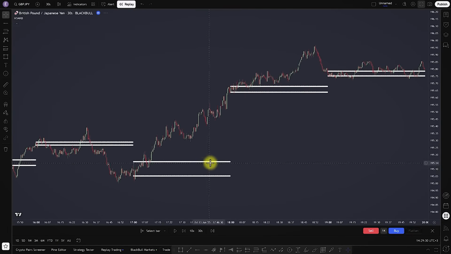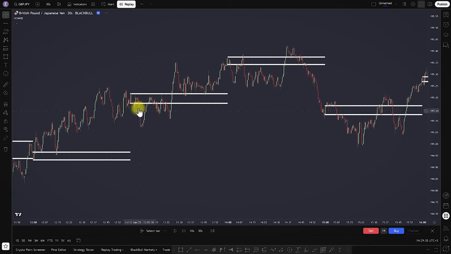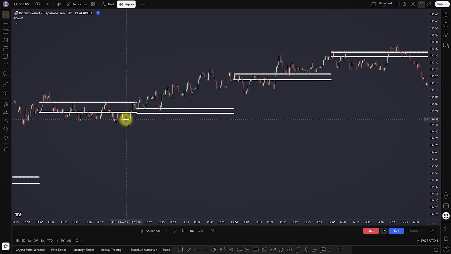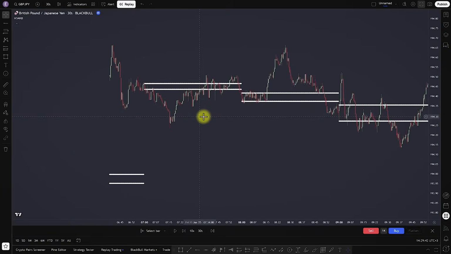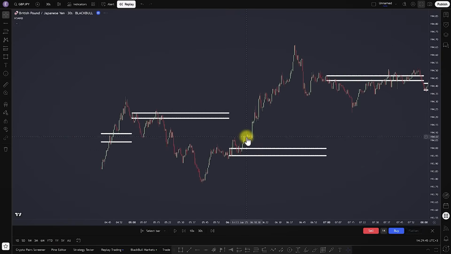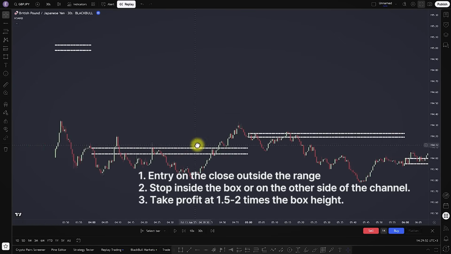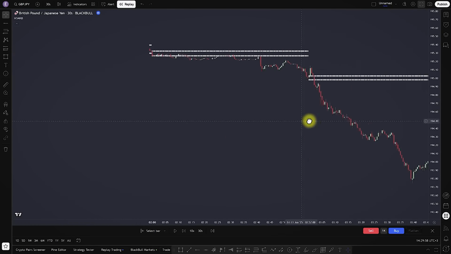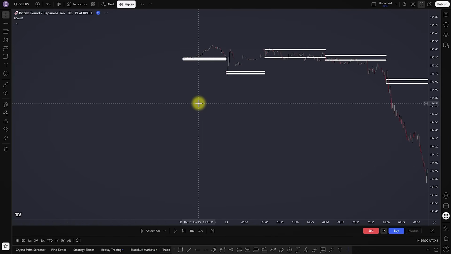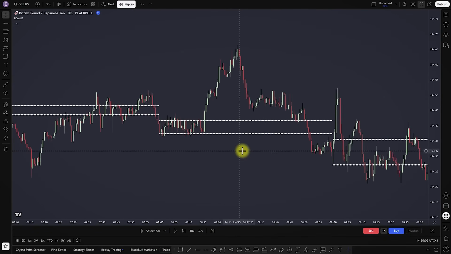The beauty of trading with AI is the consistency. Your indicator never misses an hour, never forgets to draw the lines, and never gets distracted by other chart patterns. It just works hour after hour. Strategy-wise, I want to enter on the close outside the range and place my stop inside the box and target 1.5 times the box height. This gives me favorable risk-reward ratios while capitalizing on institutional flow patterns.